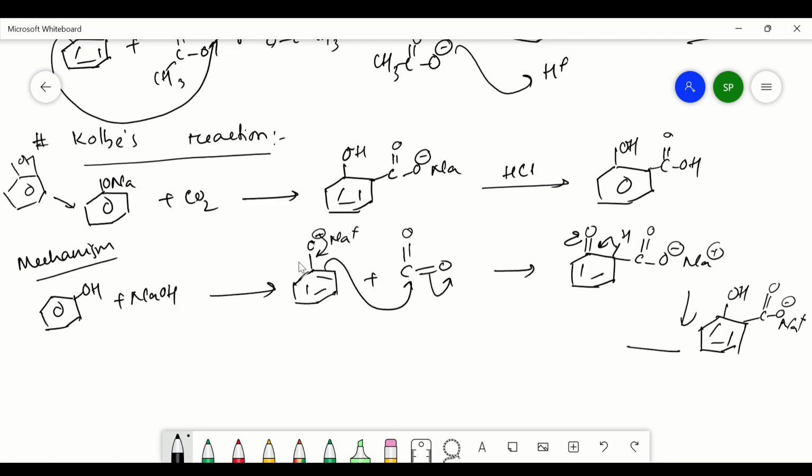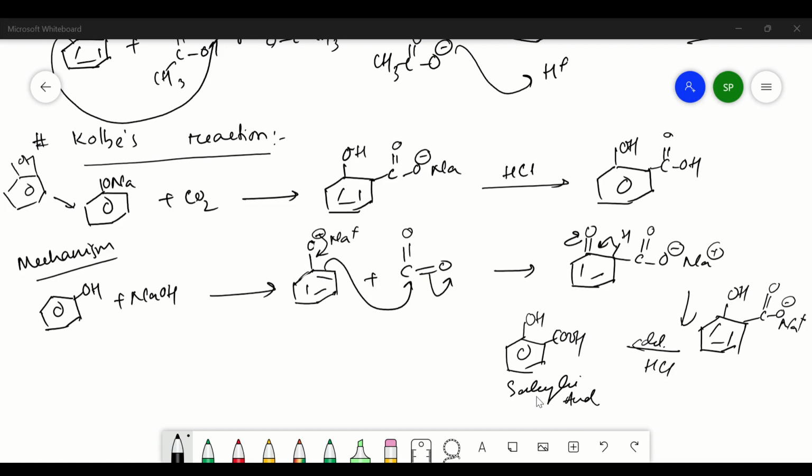This further reacts with dilute HCl to produce salicylic acid. Okay, this reaction is known as Kolbe's reaction.